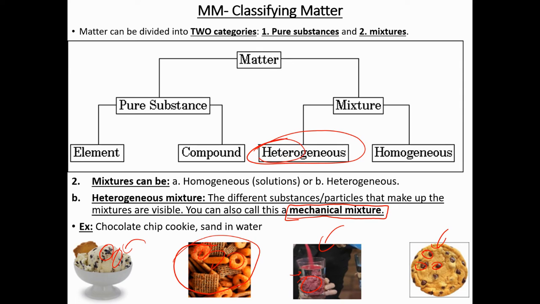And hetero meaning different. So the prefix hetero means different, and so you can see all those different components, which is why we call it a heterogeneous mixture.